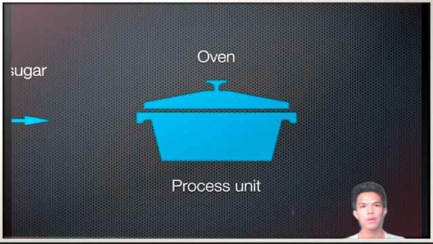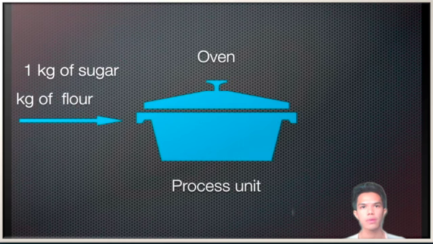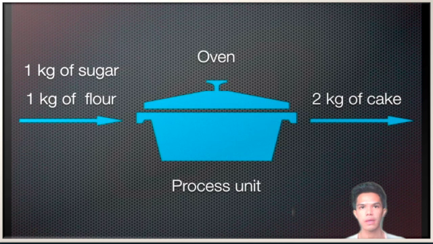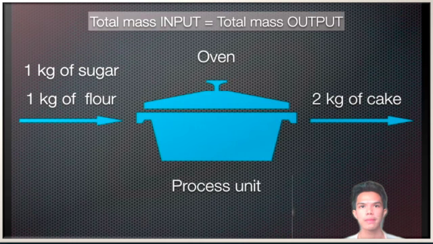For example, let's say we have an oven, and then we put 1 kilogram of sugar and also 1 kilogram of flour. At the end of the process, we will get the total mass of 2 kilogram of the cake. Based on the example, we know that the total mass input to the oven, or what we call process unit, is 2 kg, and then we will get back 2 kg of the output. So the input and output mass are same.